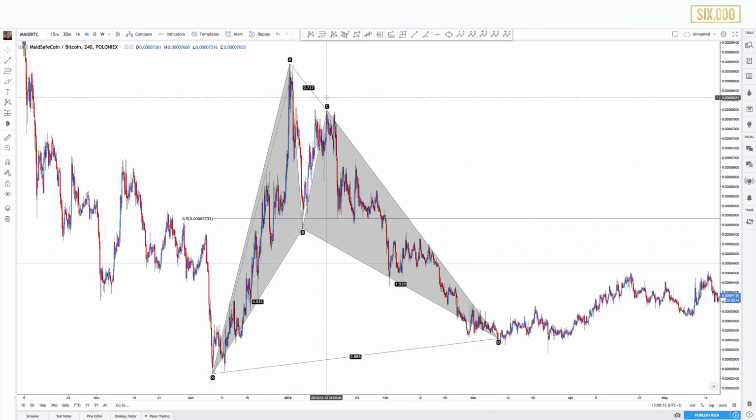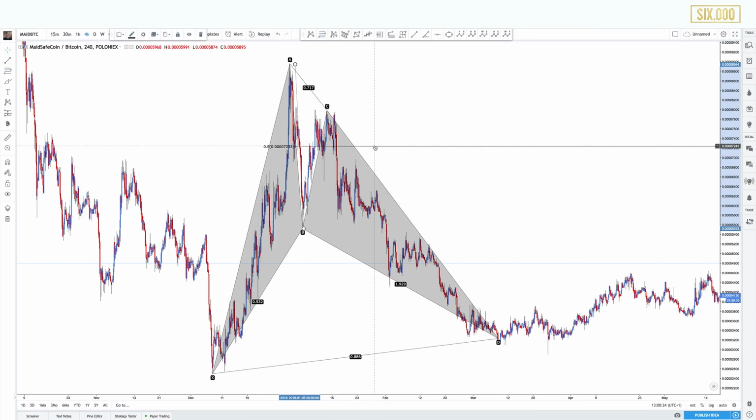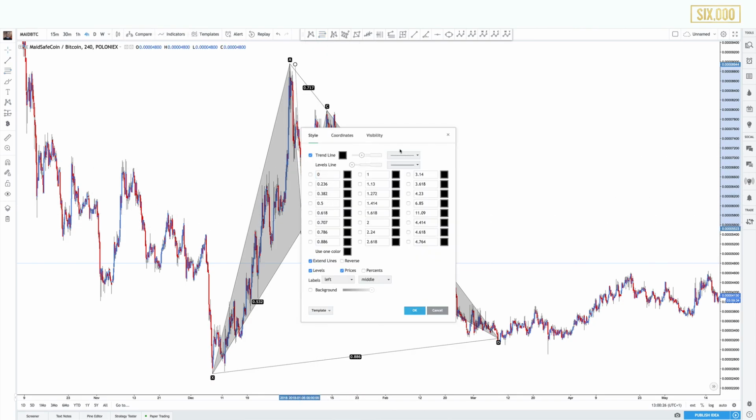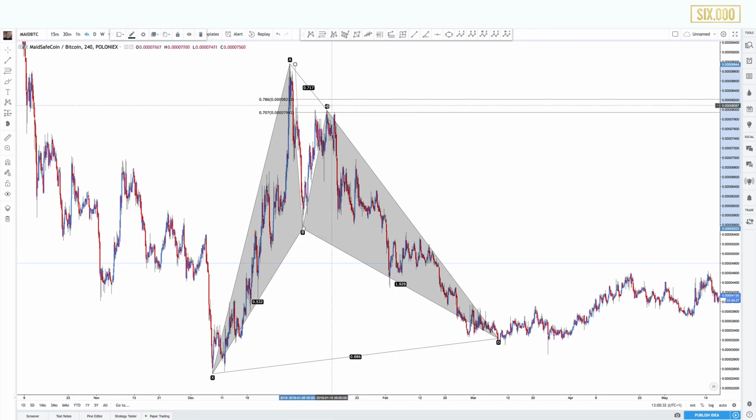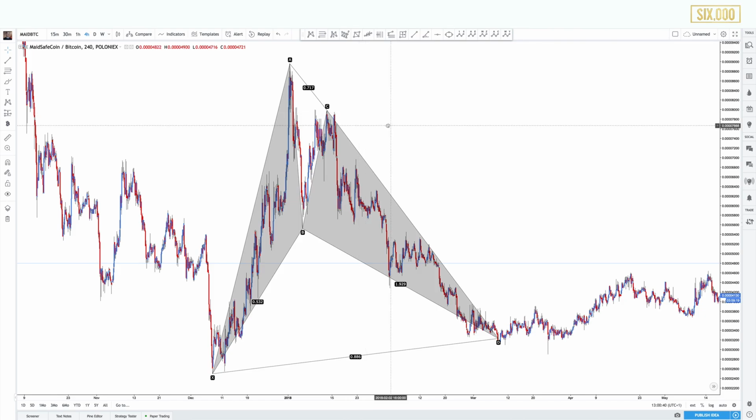The C point comes in at 0.707. That is the closest ratio. Which means we're looking at a very sound C point in this situation. It doesn't go above the 0.886. We've got three separate tests of that 0.707 measurement for the C point.